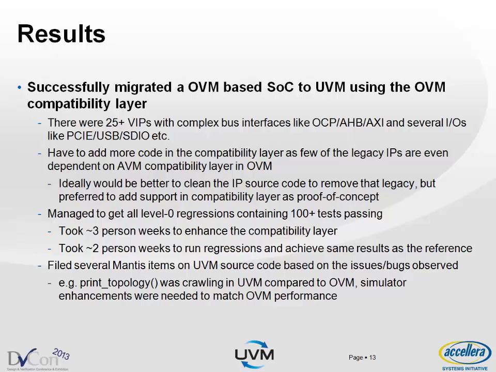We managed to get all our level 0 regression tests passing, which consists of 100 plus tests. It almost took us 3 person weeks to enhance the compatibility layer, and almost 2 person weeks to run regression and achieve the same result as the reference and get the same behavior. During that process as well, we were able to file several Mantis items on the UVM source code based on issues and bugs we observed when doing that migration.